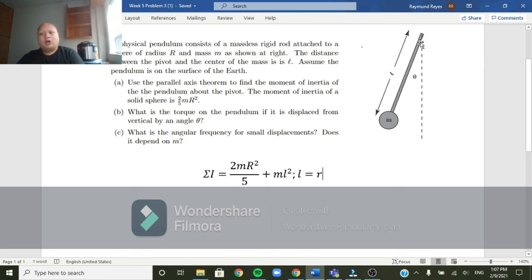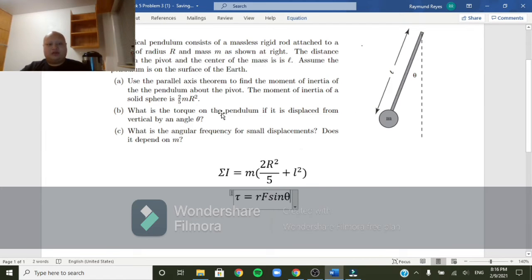So from the pivot point, which is at the end of the rod opposite the end with the ball, the moment of inertia would be the mass of the whole thing, which is just m, times the distance squared, and the distance is L. As you can see, the L would stand for the R, the R standing for Raymond, because he takes all the L's. Anyways, this should be your total equation for the moment of inertia of the whole pendulum about the pivot.